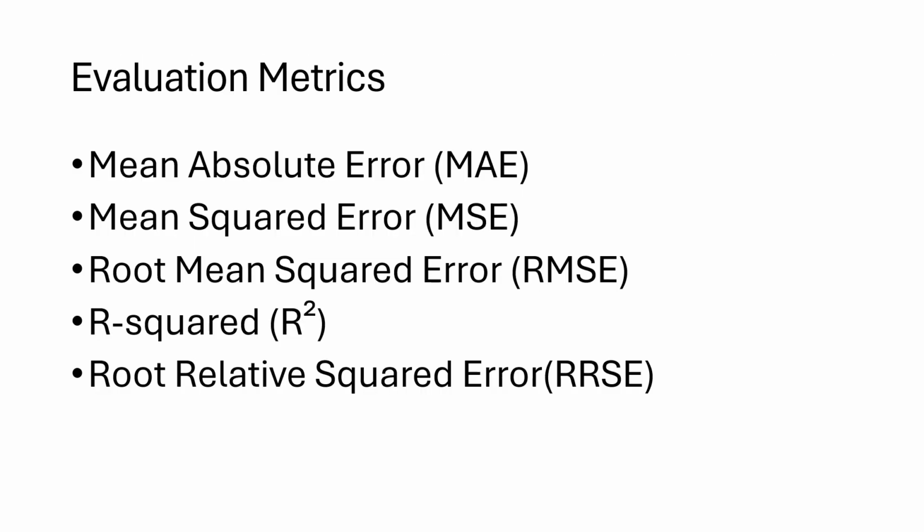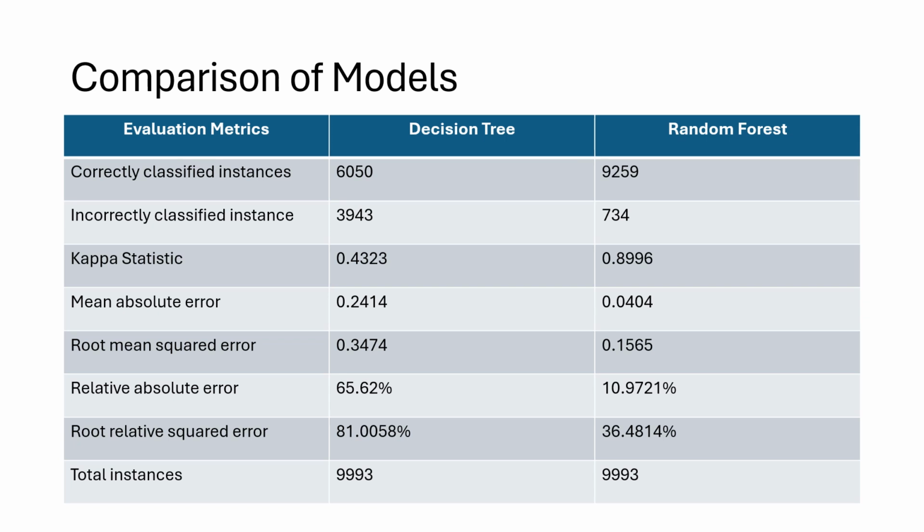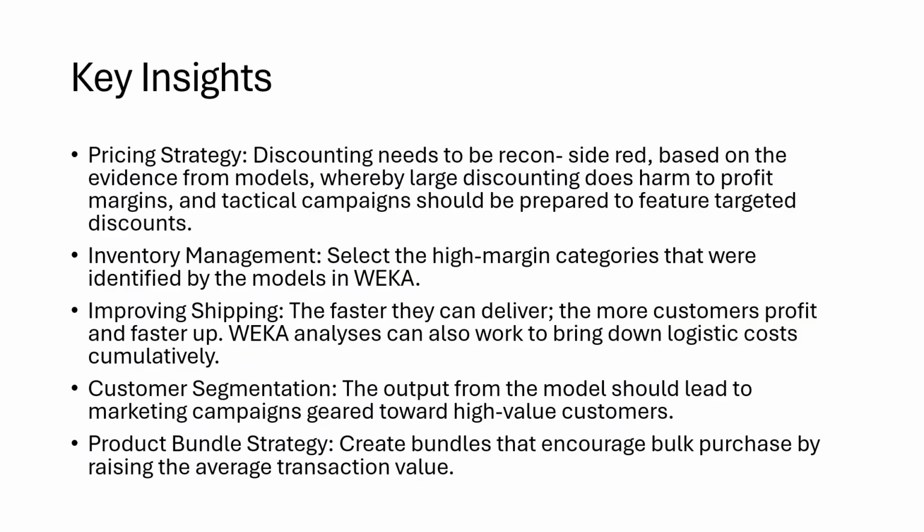Evaluation matrix. Here is the comparison of these two models. The correctly classified instances are 6,050 for the decision tree, and for the random forest it is 9,259. As you can see in this table, this is the basic difference between decision tree and random forest, where the random forest is better than the decision tree in some cases.